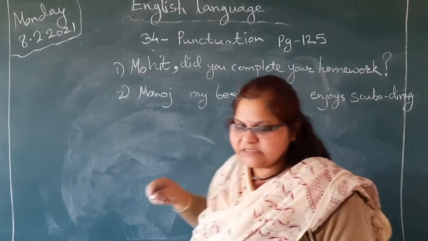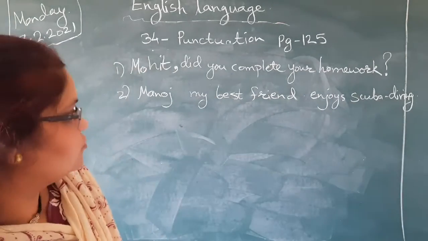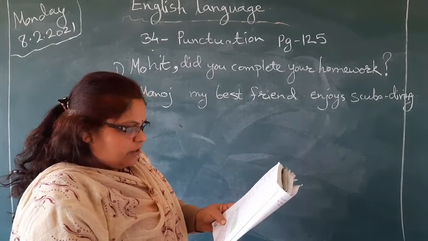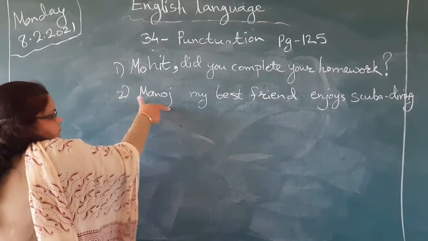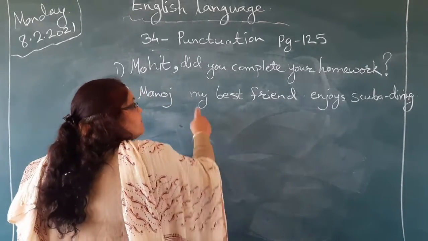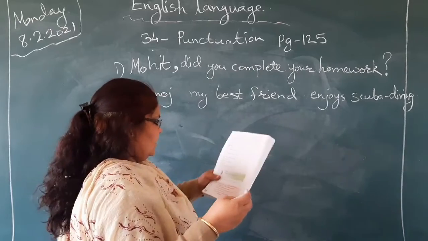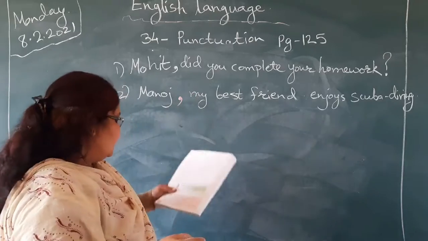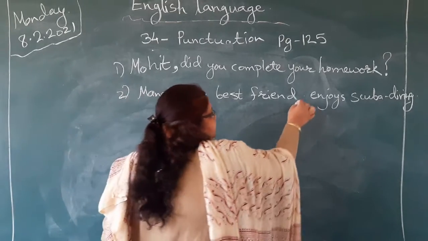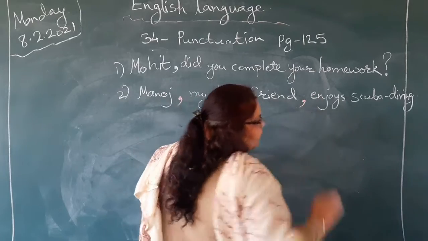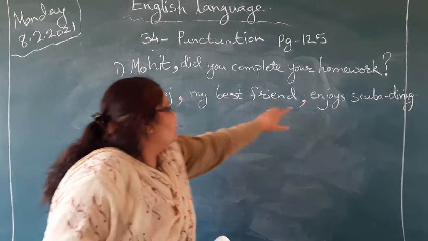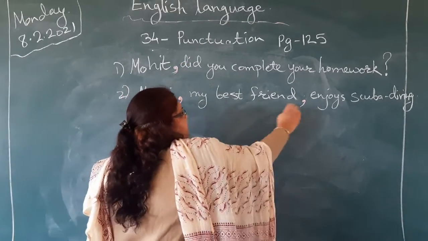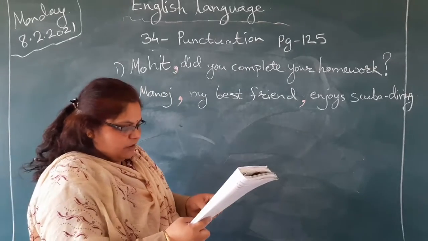Scuba diving is the name of a game. Most of the time we play it in water. Manoj is the name of a boy. Who is Manoj? My best friend. So where do we put a comma? Yes, we take a pause after saying Manoj, and after my best friend. What does he enjoy? Scuba diving. So two commas are used here: one after Manoj and the second after my best friend.